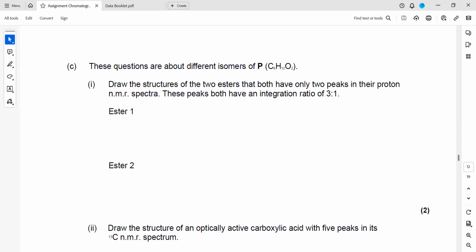To be an ester, there will be a C double bonded with O and an O should be there. So first thing, to be an ester, there should be C double bonded with O and O. Then they only have two peaks in their proton NMR, like two hydrogen environments are there, and the ratio of the peaks is 3:1. Like if on one side we have three hydrogen, other side one hydrogen, or one side six hydrogen, other side two hydrogen. If one side we have nine hydrogen, other side will be three hydrogen. But there should be only two peaks.